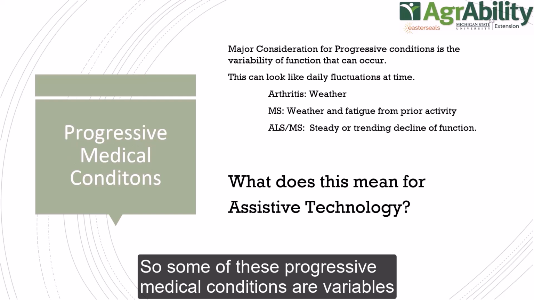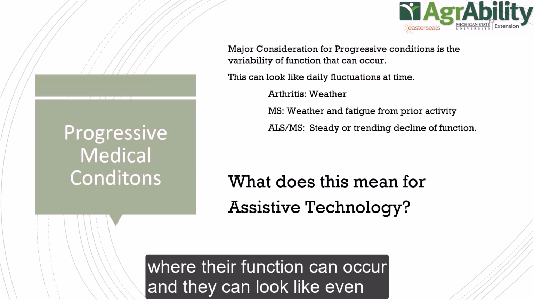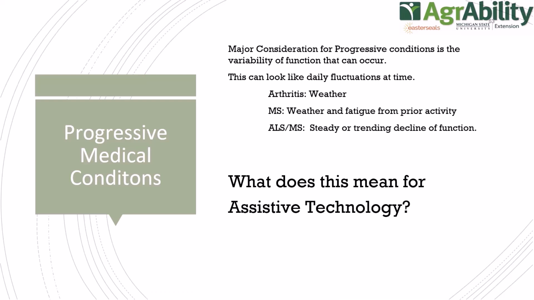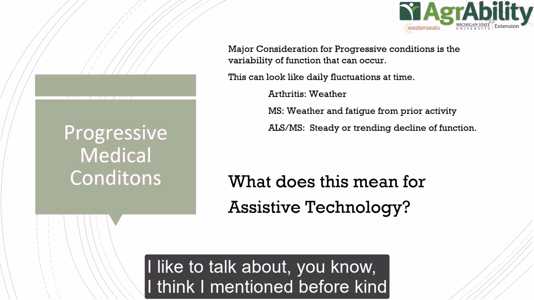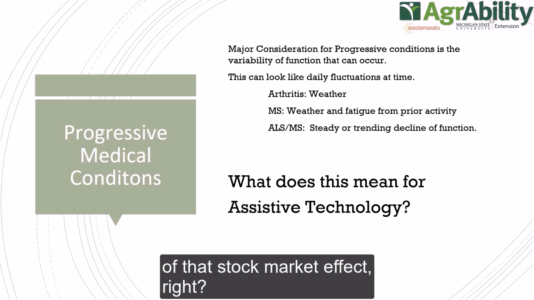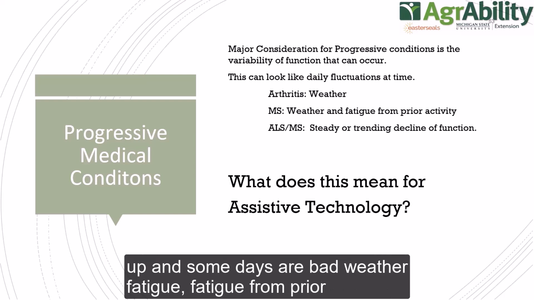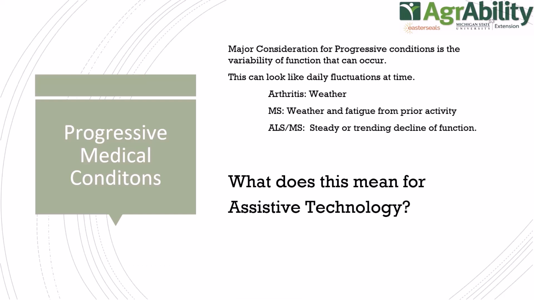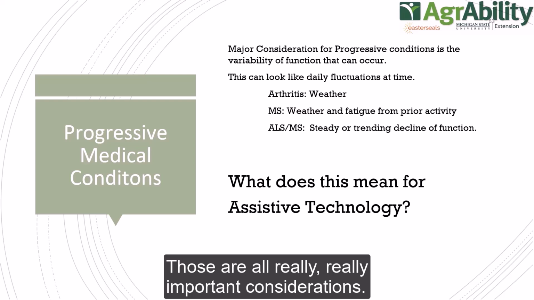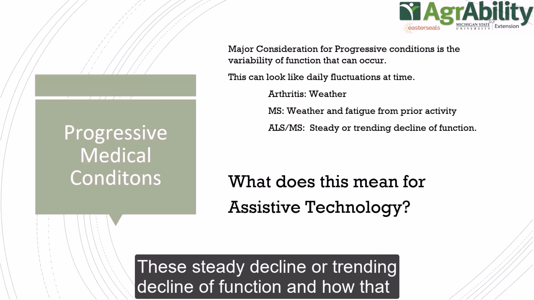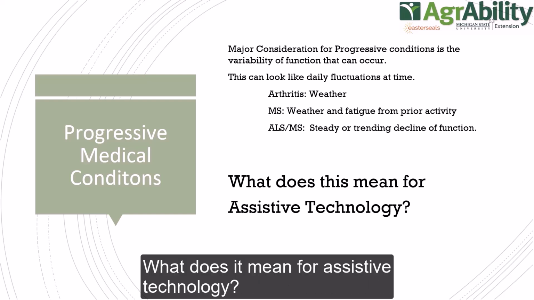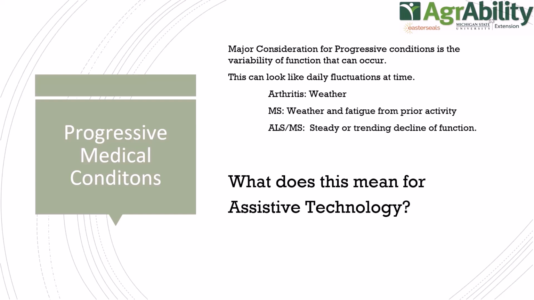So some of these progressive medical conditions are variable, where their function can occur and look like daily fluctuations. I think I mentioned before that stock market effect, right? Some days are really good and we're really up, and some days are bad. Weather, fatigue, fatigue from prior activity, those are all really important considerations. The steady decline or trending decline of function and how that impacts what we're recommending. What does it mean for assistive technology?